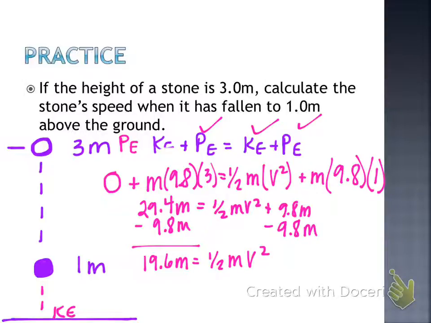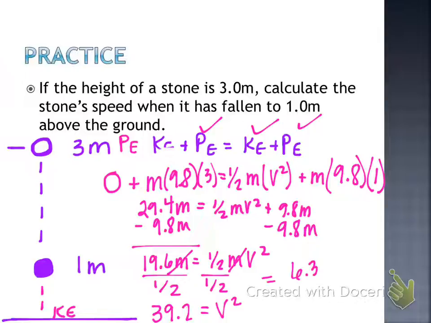From there, I can either cancel my m's right off the bat, that's fine. I've got an m on either side with no other addition or subtraction. Do I want to multiply by 1/2 or divide by 1/2? Divide by 1/2, which is really multiplying by 2. So I'm going to get 1/2 to the other side, which leaves me with 39.2 equals v squared. So I square root that, and I get a velocity of 6.3 meters per second.